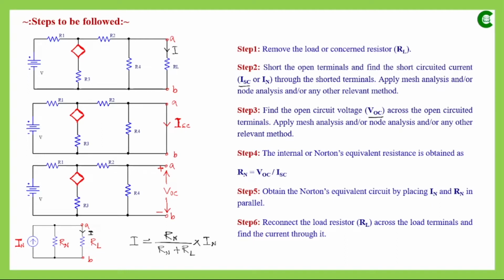After connecting these three components, next we will find the current value through this load resistor, or concerned resistor, by this formula. Here I will be the opposite resistance RN divided by the summation of both the resistances, multiplied by the main current. Here we are applying the concept of the current division rule. Next, we will simplify two electrical networks by applying the concept of Norton's theorem.